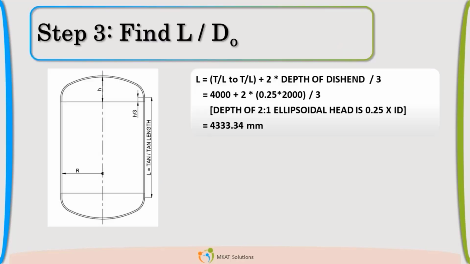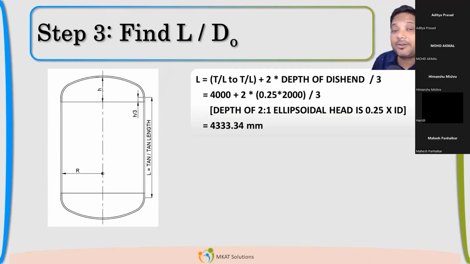So now let us go to the next and try to find out, for the example which we took, the L by D ratio. D naught by T we have calculated. Now we are trying to find L by D. So L, we know, is tan to tan length plus 2 into H by 3. H is the depth of the dishend. In this case, this is the depth 4000, which is the tan to tan line, plus 2 into H by 3. H in this case will be based on the type of dishend you have.